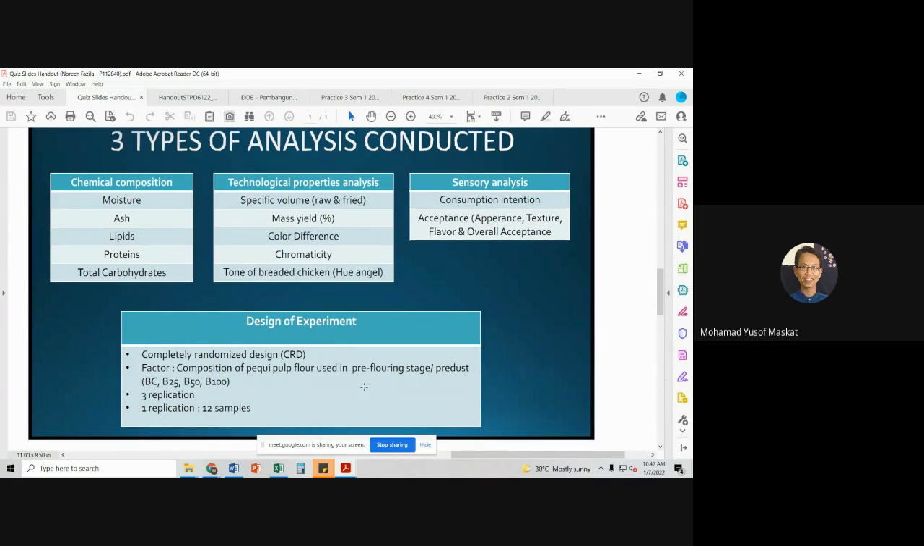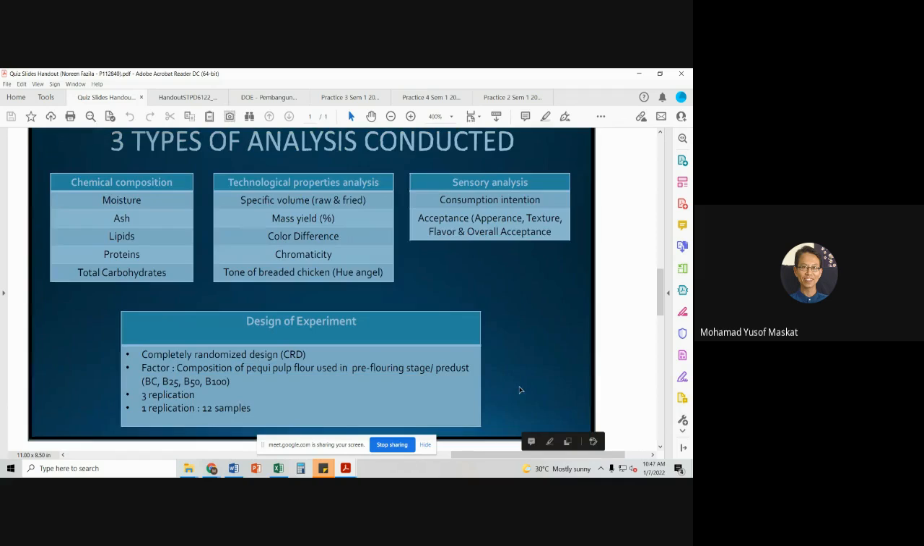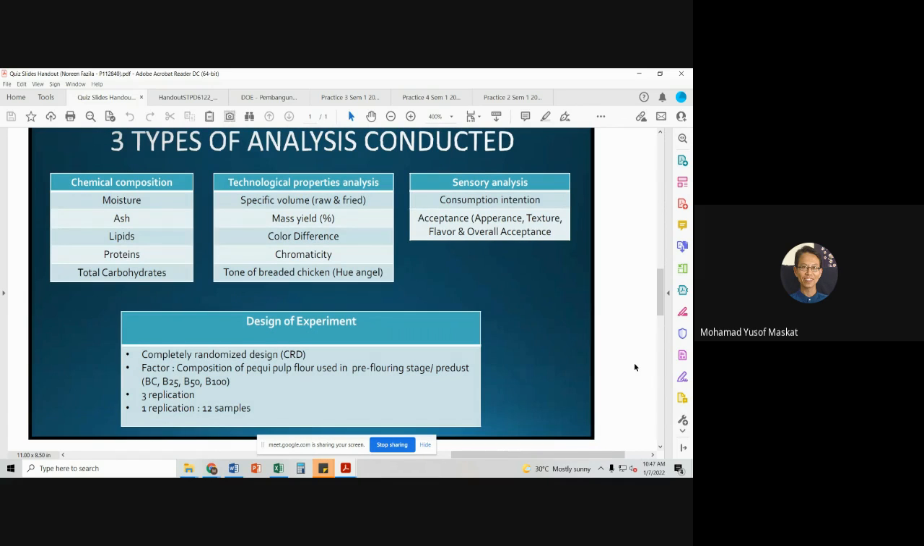So the question is how many factors? The answer is 1 factor only. And what is the factor? In this case, it is 1 factor. It is the composition of liquid pulp. So that is the factor. Any questions? Okay, so everyone is clear?